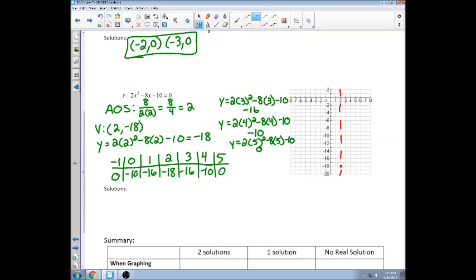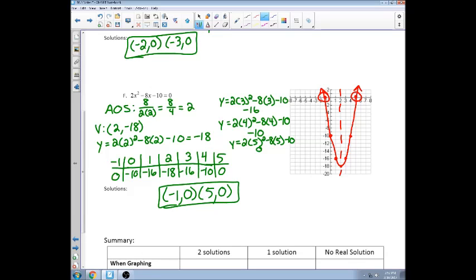At this point, I can go ahead and plot my points. So I go right 1 down 16, right 2 down 18. Then I can go right 3 down 16, then right 4 down 10. And then I can go right 5 and be at 0, and then left 1 and be at 0. If I connect all my points, I have my graph. My answer will be at negative 1, 0 and 5, 0. So then I am done with that.